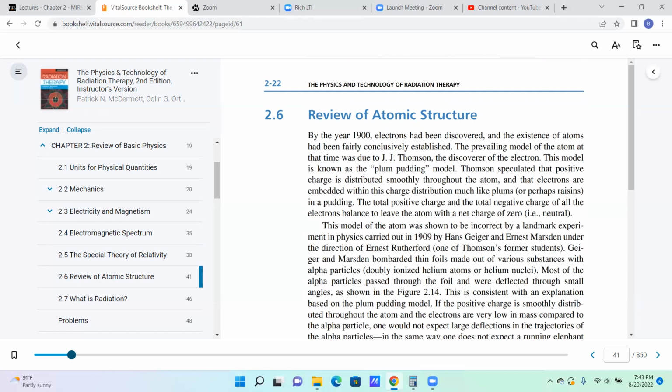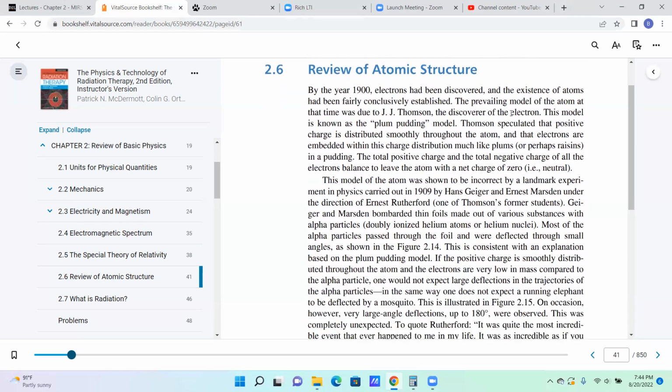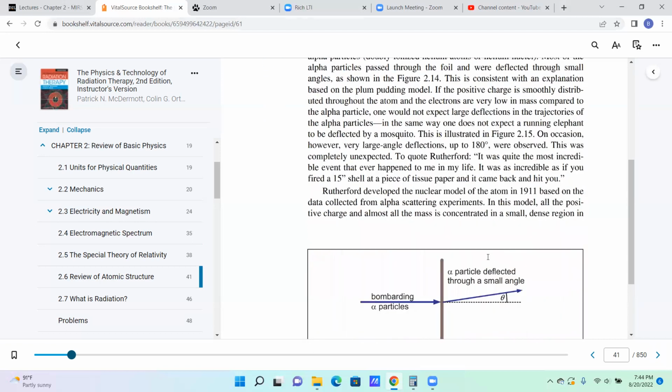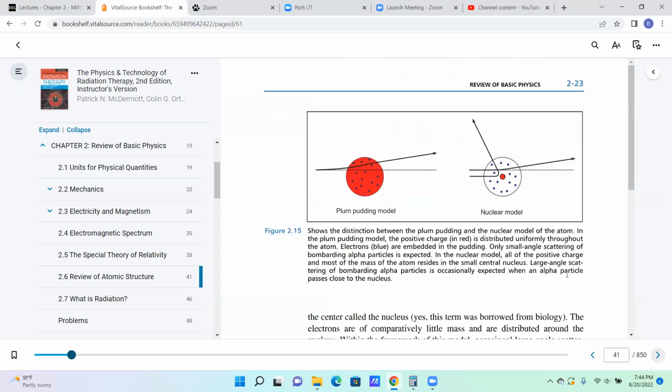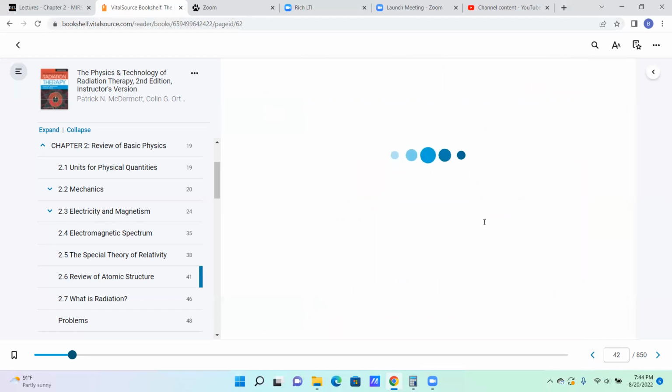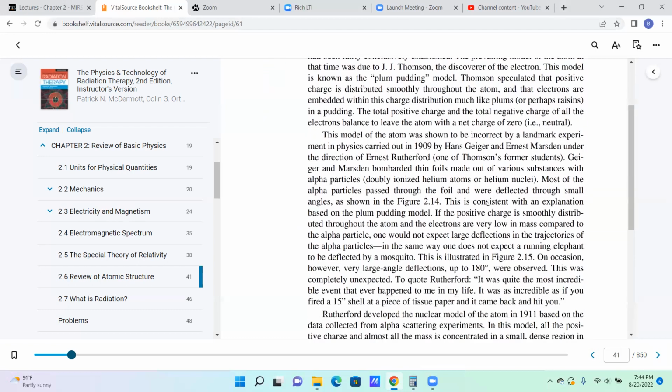Next, we need to take a review of the atomic structure. So by 1900, we knew that electrons existed, and the existence of atoms had been fairly conclusively established. The prevailing model at the time was due to J.J. Thomson, the discoverer of the electron, and he thought it looked like plum pudding. To give you an idea, this is the plum pudding model. You have basically your atom here, and you have a bunch of electrons just kind of scattered around in there like plums in plum pudding. That's how they thought it looked.